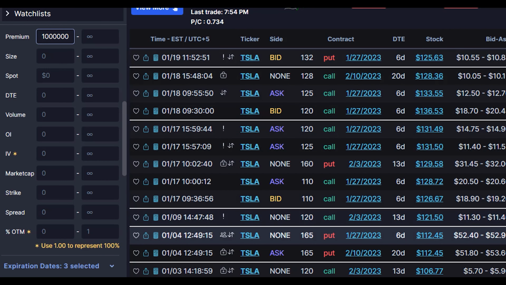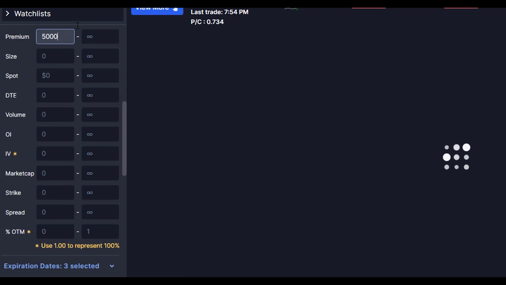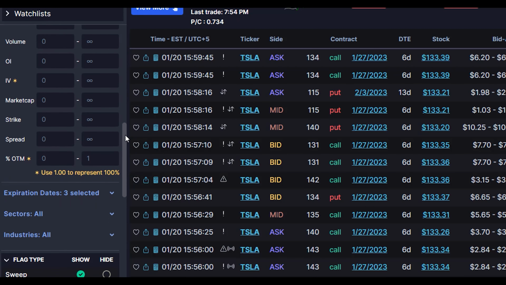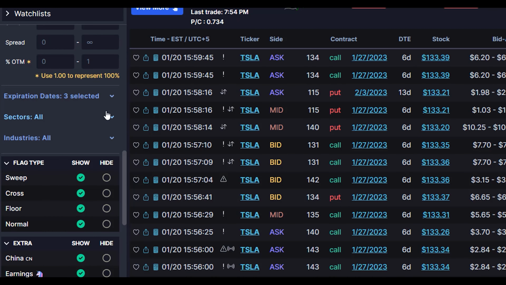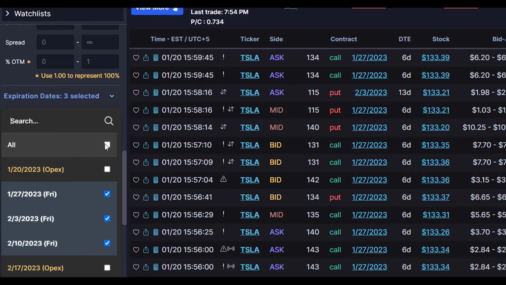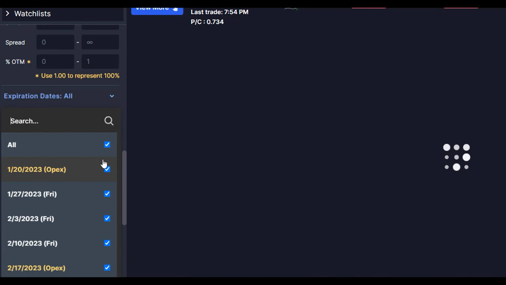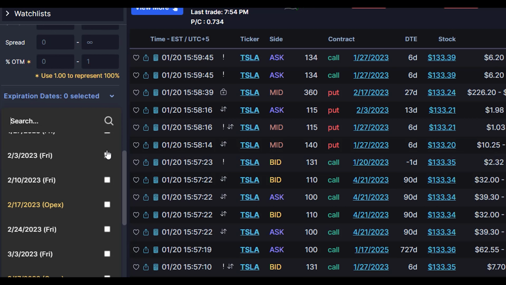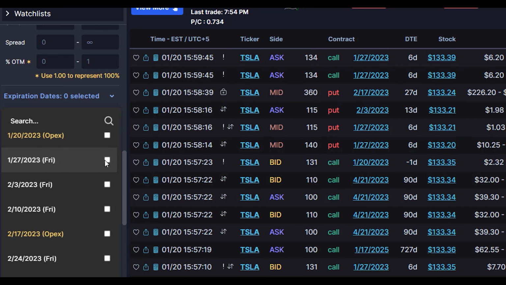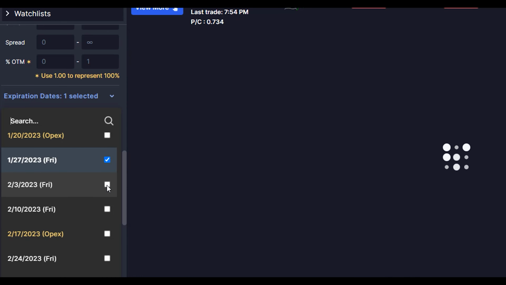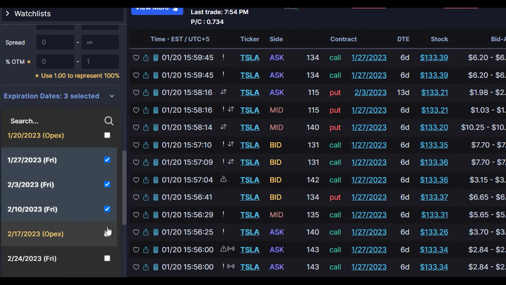So I'm going to explain how I actually try to filter out a good trade idea, right? But I'm going to reduce this back to 50,000, as I don't like to have it at exactly 1 million. That was just an example of how you could mess around with the parameters here. We'll scroll down, and then expiration dates. This is definitely important. By default, it's going to have all expiration dates selected. I like to unselect that and select the next 3 to 10 expiration dates, right? So we'll just select this date, and then this date. Maybe you could do one more, right?